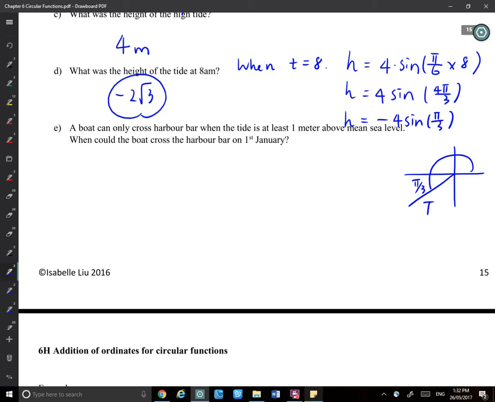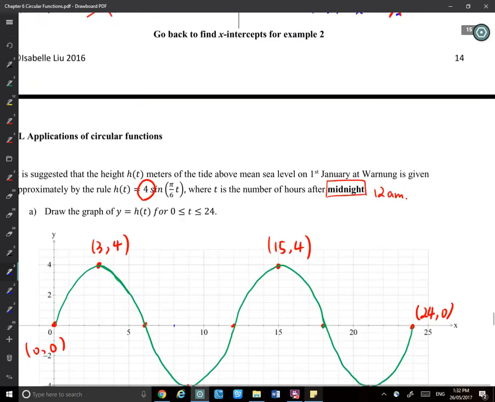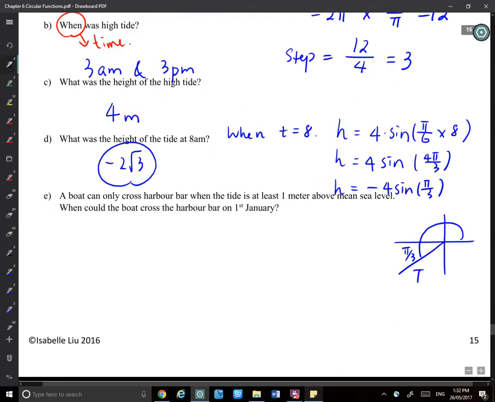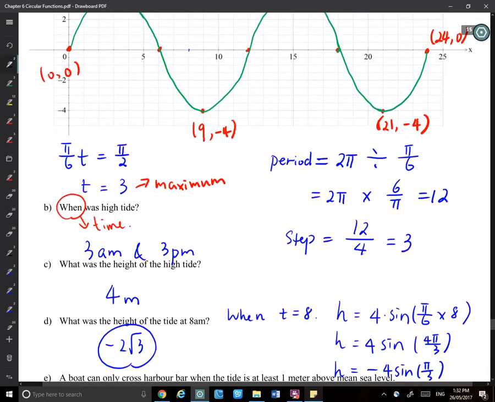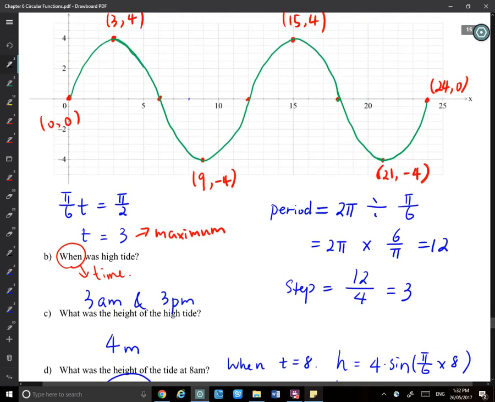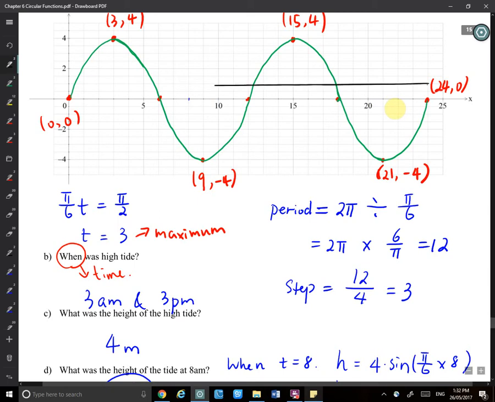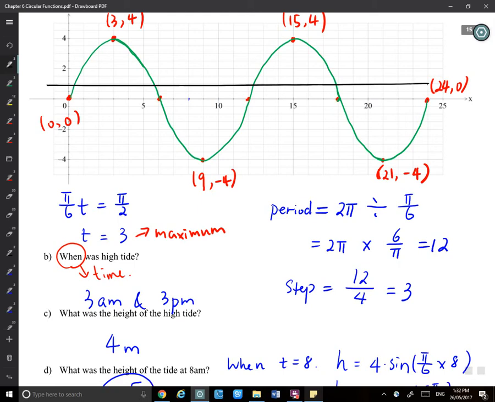A boat can only cross the harbor bar when the tide is at least 1 meter above the mean sea level. When could the boat cross the harbor on the 1st of January? So 1 meter. At least 1 meter. So 1 meter is here. Okay, it can go across at least 1 meter.